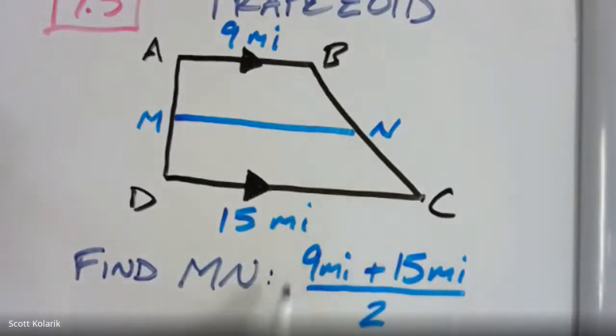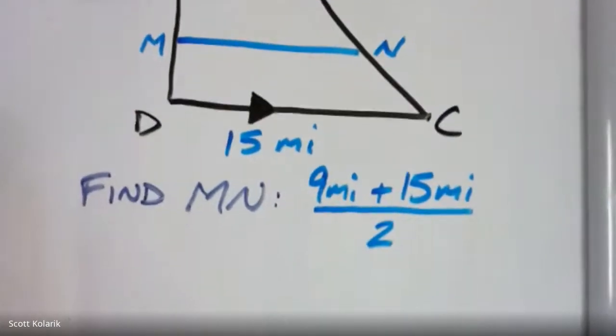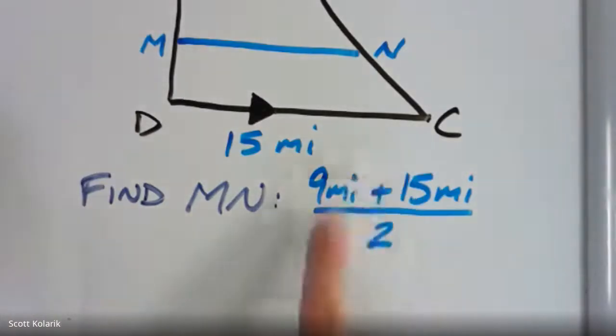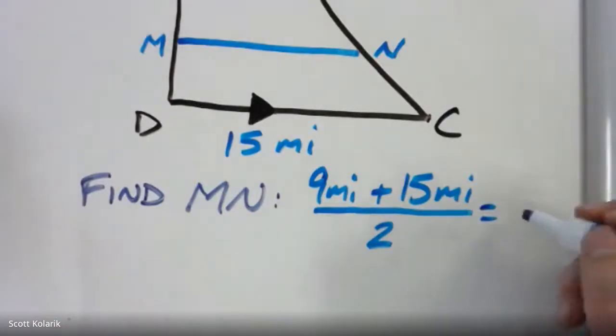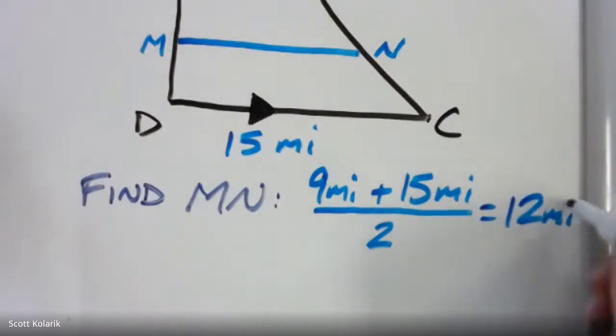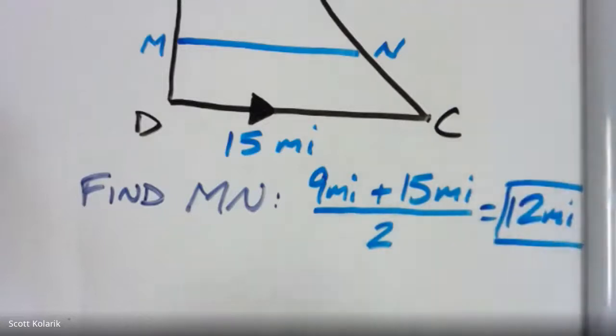So this, again, finds an average. It will tell you what's exactly in between 9 and 15. So pretty simple math here. 9 plus 15 is 24. Feel free to use a calculator. All right. 24 divided by 2 gives me 12, meaning that the length of this midsegment is 12 miles. Quick and simple.